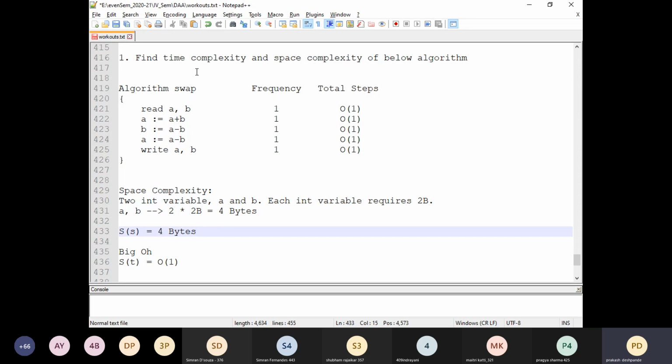Is the explanation of this particular algorithm understood? How we calculated the space complexity and the time complexity? Yes, sir.